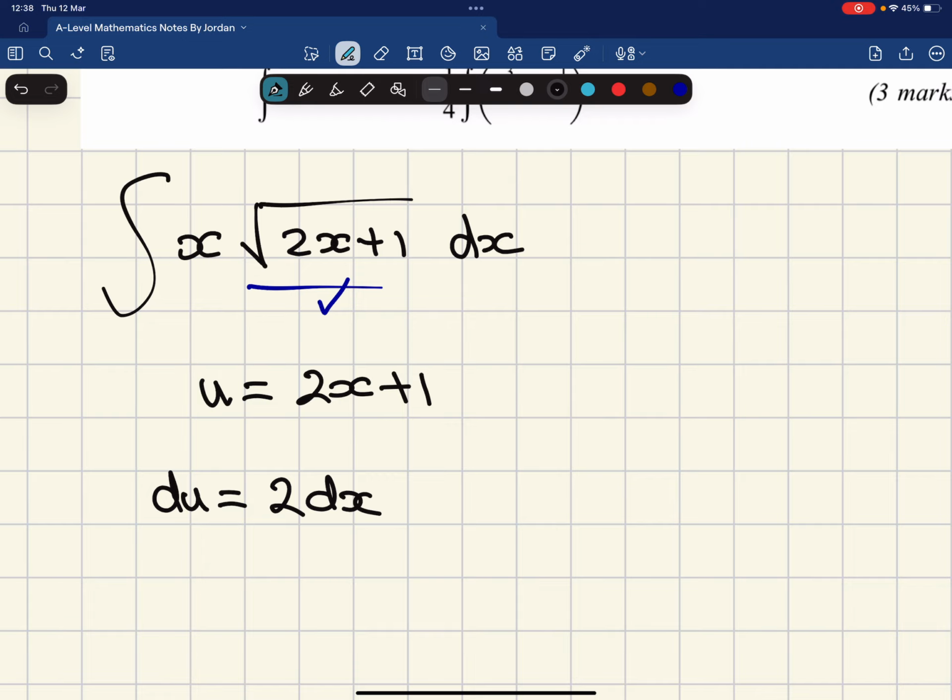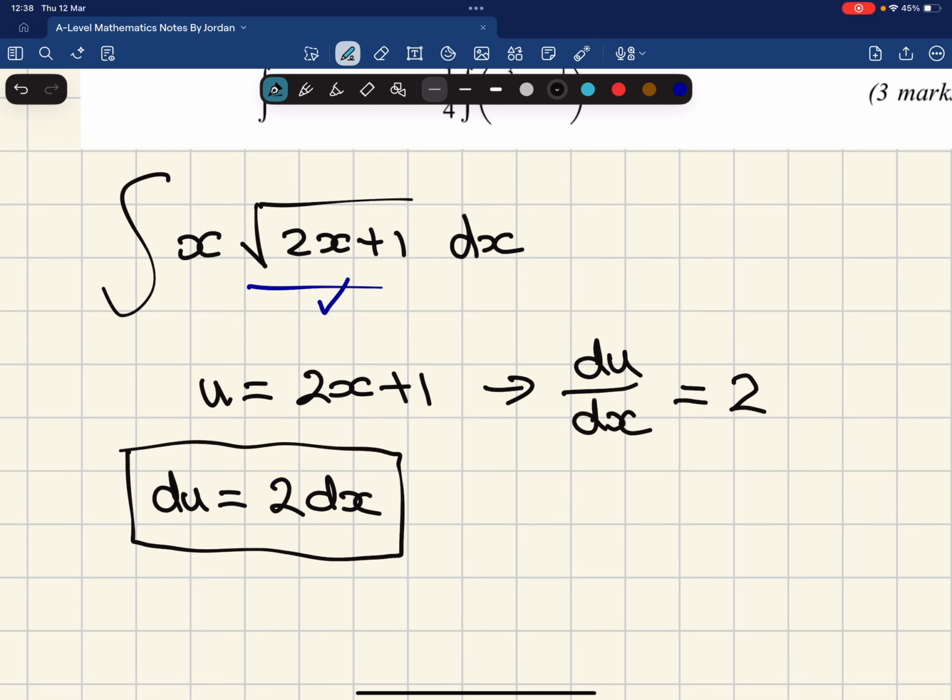So the way they usually teach at school is to find du dx. So if I differentiate this expression with respect to x, I get 2 for this. And then if you just times both sides of this by dx, it will lead to the expression that we have here. I just prefer to do it this way because it's easier than to rearrange for dx. Okay? So let me just remove that.